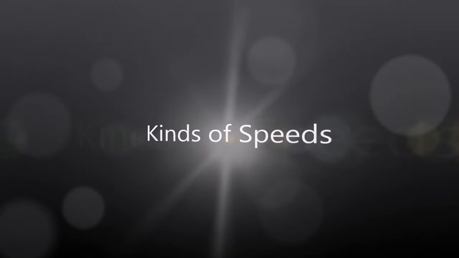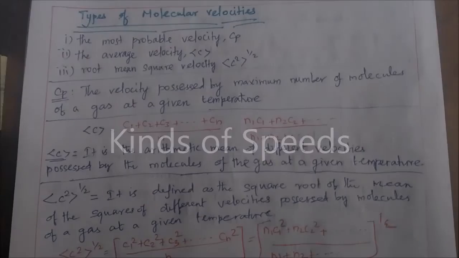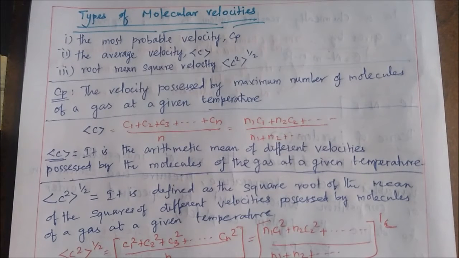Let us discuss one topic in physical chemistry. Now we can discuss the topic of types of molecular velocities. When we have different kinds of speeds in gaseous molecules, to study the different speeds, we should classify the different speeds.